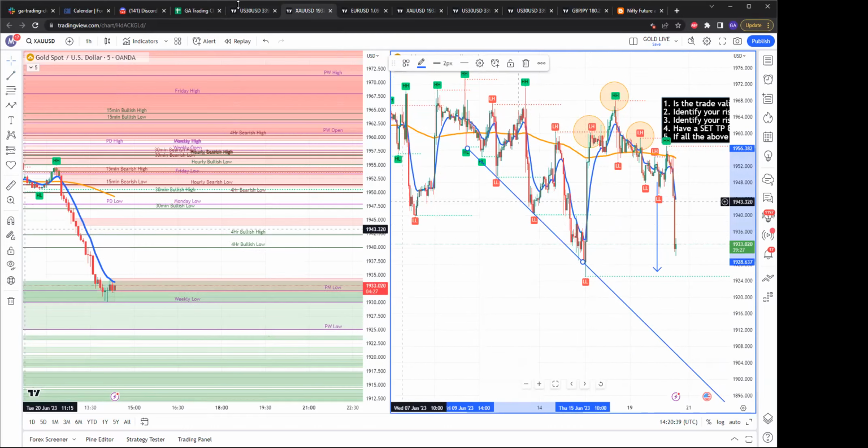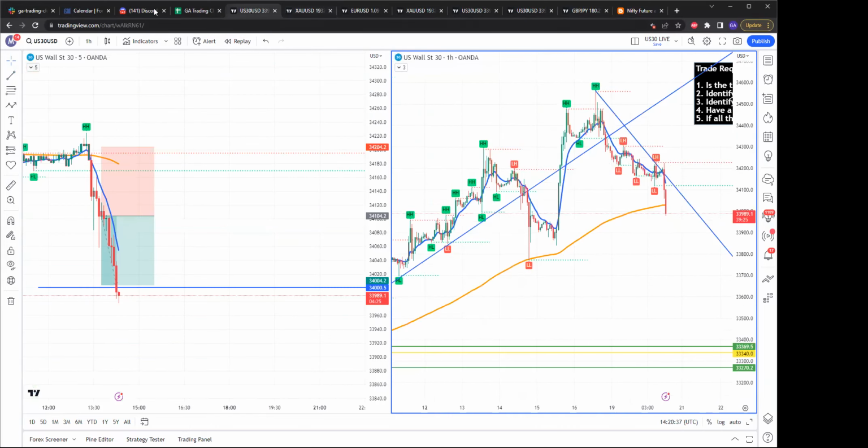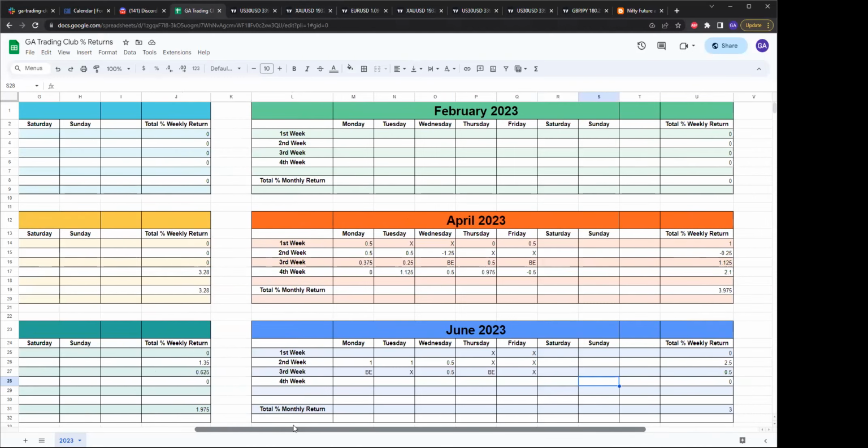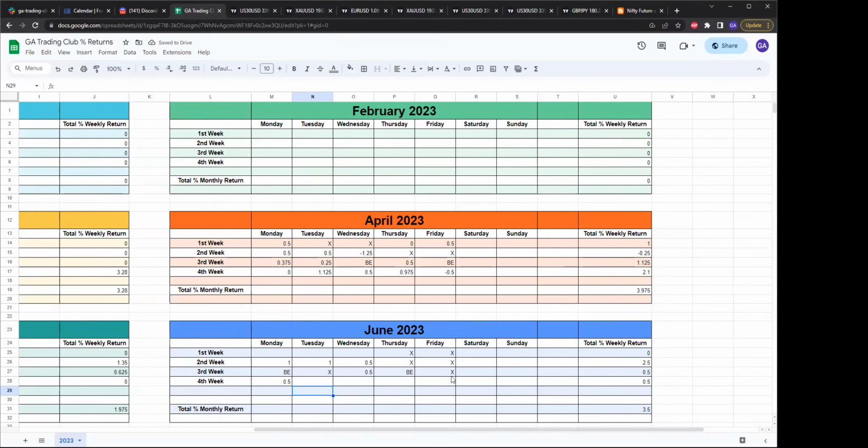And there goes US30 full TP. So that's a gain of 0.5%. If I wasn't already up for the day, I would have gone with 1%, but I'm already up quite a lot. But this just shows you, right? This month alone, we are up 3.5% in just 1, 2, 3, 4, 5, 6, 7 trading days, because 2 days we hit break even.